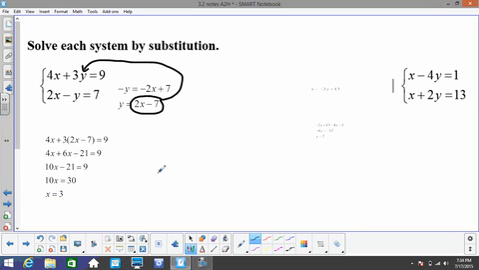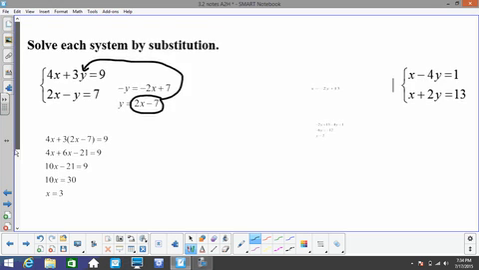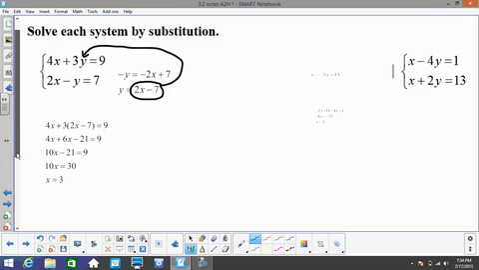I've got the x. I need to figure out what my y is going to be. To get that y, you just substitute that in. I'm going to substitute it into this equation right here, y equals 2x minus 7, and I know now x is 3. And I get y is going to be 6 minus 7, which is -1.